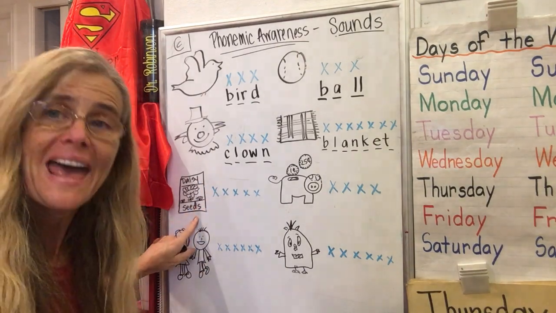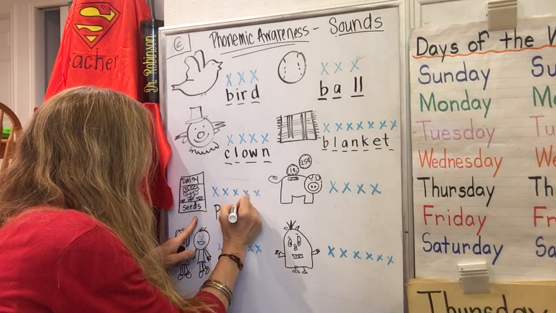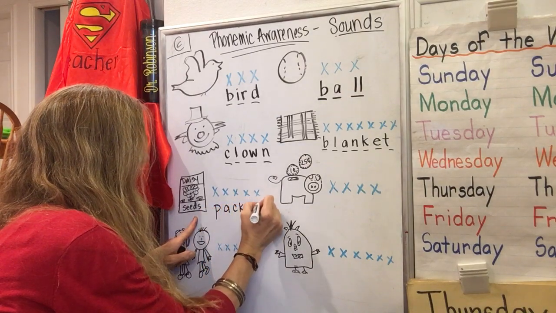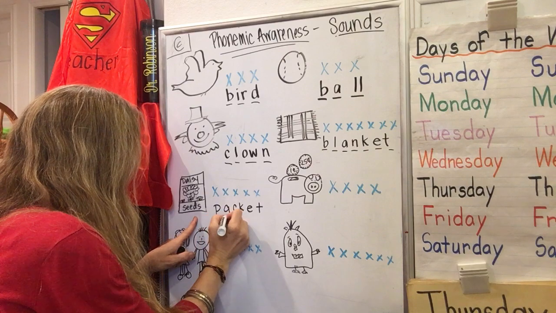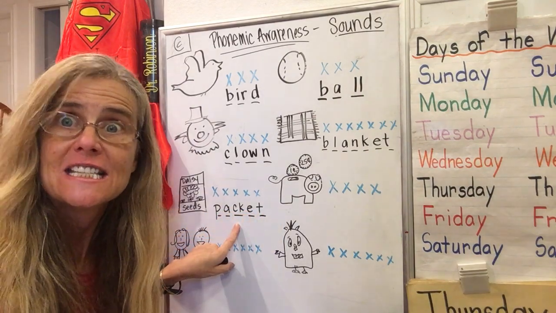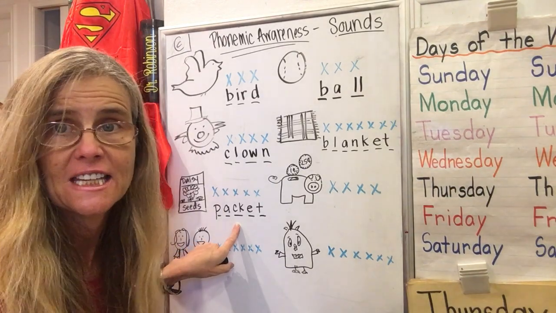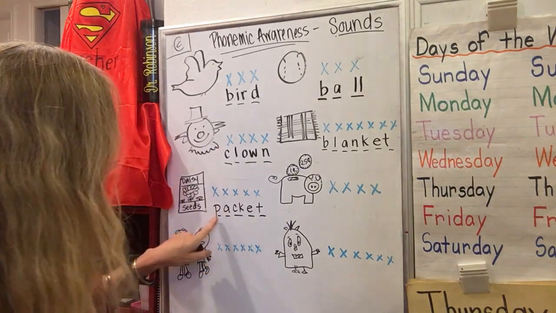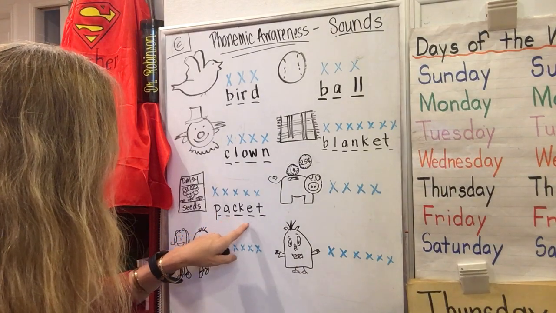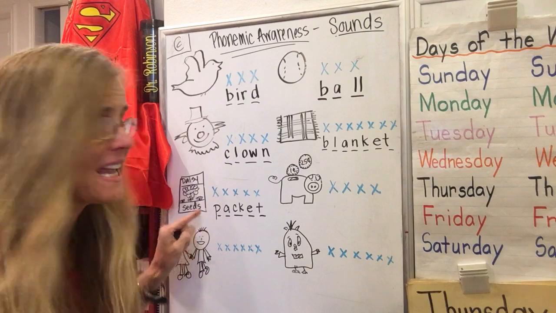This is a packet. Look how I spell it. P-a-c-k-e-t. Look, C and K got together to make the k sound. Sneaky C just had to get in there because really you only needed a K. So not every letter is represented by a sound.